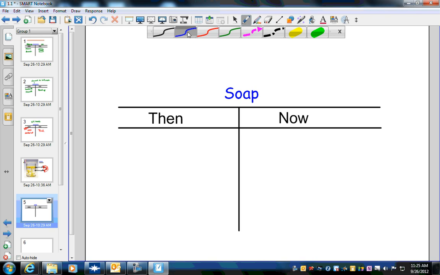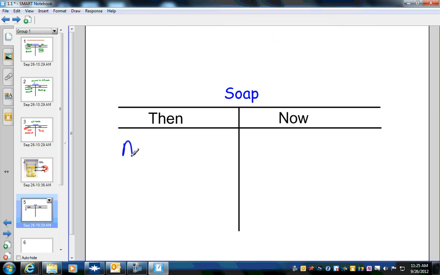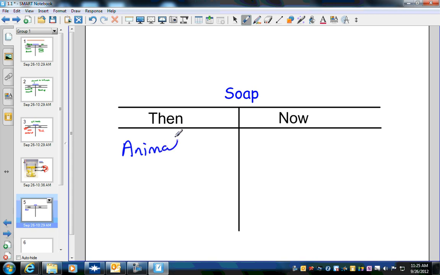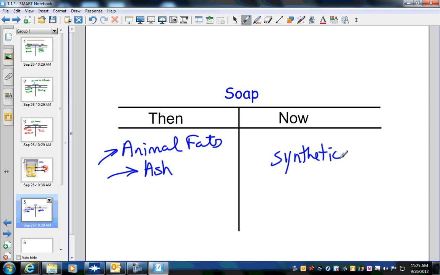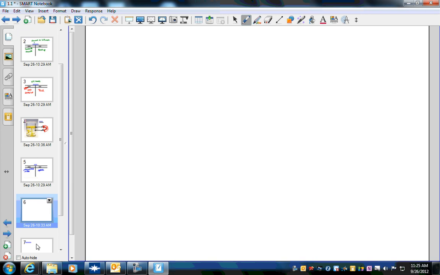So back then, soaps were typically made with animal fats and ash to combine with your mixing of oil and water. Nowadays, again, you're using synthetic compounds which do the same job.